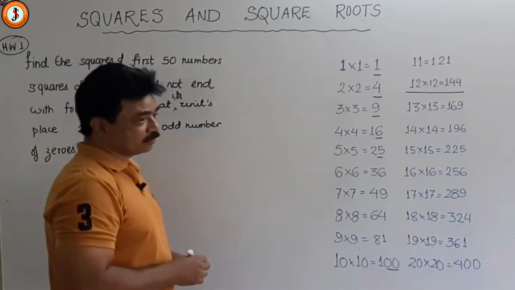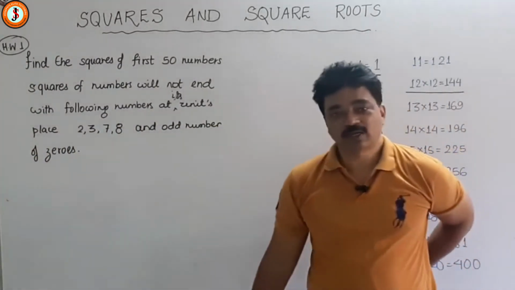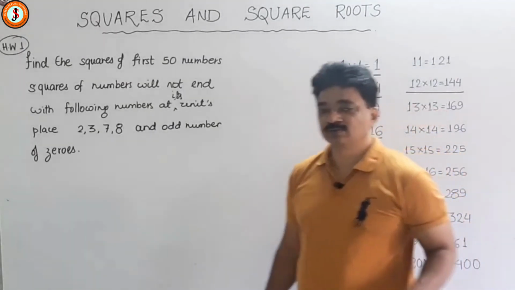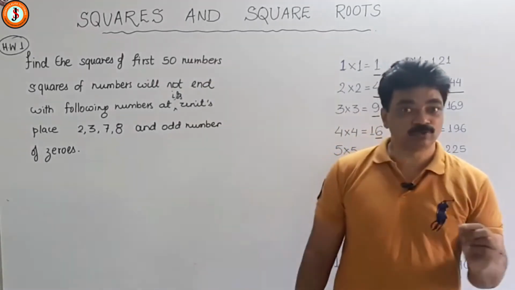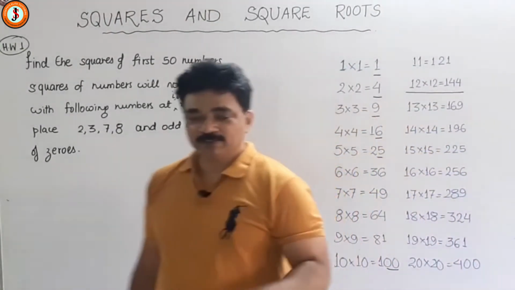So suppose you are finding the square of a large number and you are getting 2 at the units place, the calculation is wrong. Or 3 at the units place, the calculation is wrong. 7 at the units place, the calculation is wrong. Or an odd number of zeros at the end, then it is wrong. So that is the first thing.